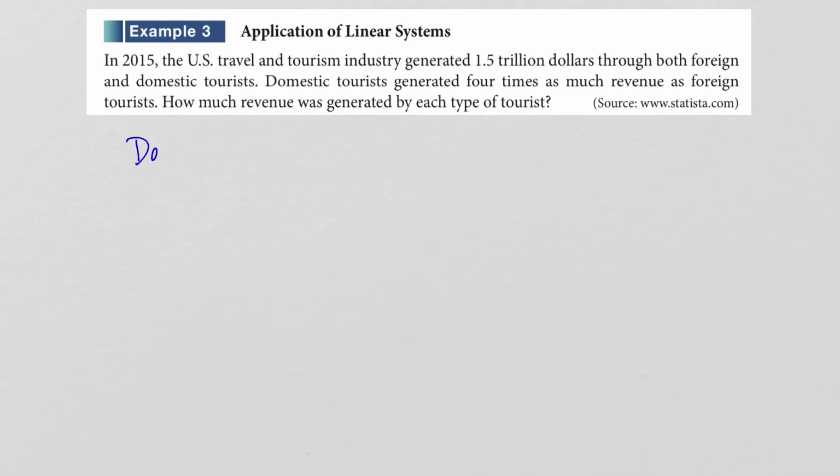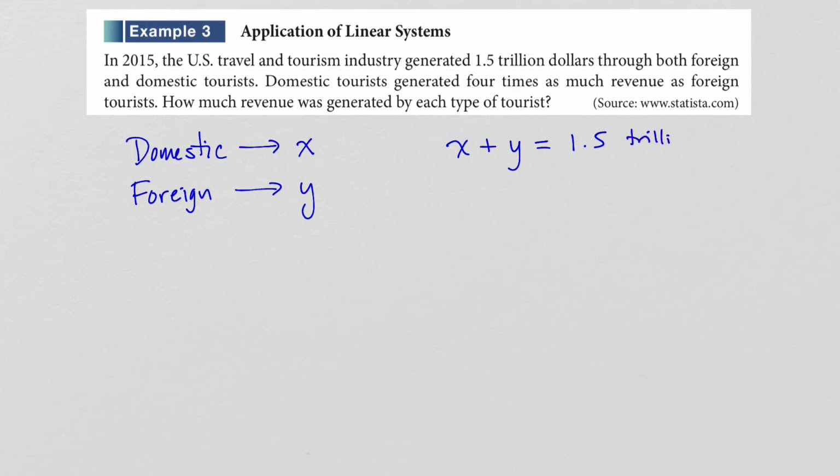So we have the domestic tourist. We're going to say that they generated X dollars of revenue. And we have the foreign tourist, and we will say that they generated Y dollars of revenue. And we know that X plus Y is equal to $1.5 trillion. And for this, we'll just express this in trillions. And so we can take off the dollar sign and take off the trillion here.